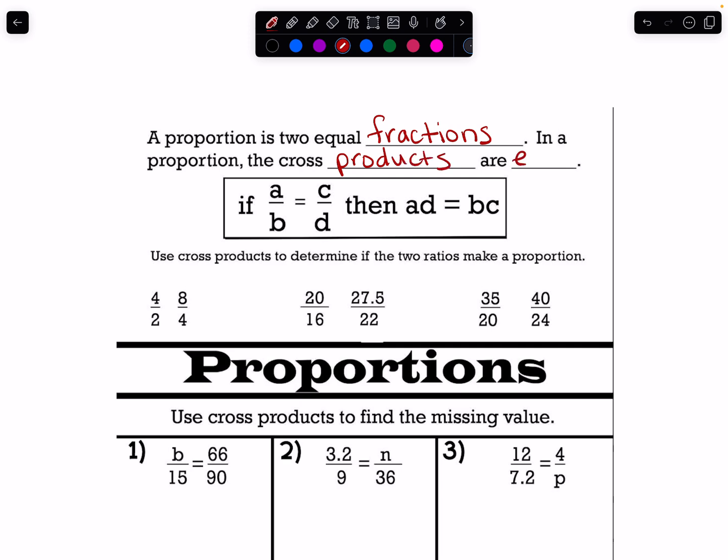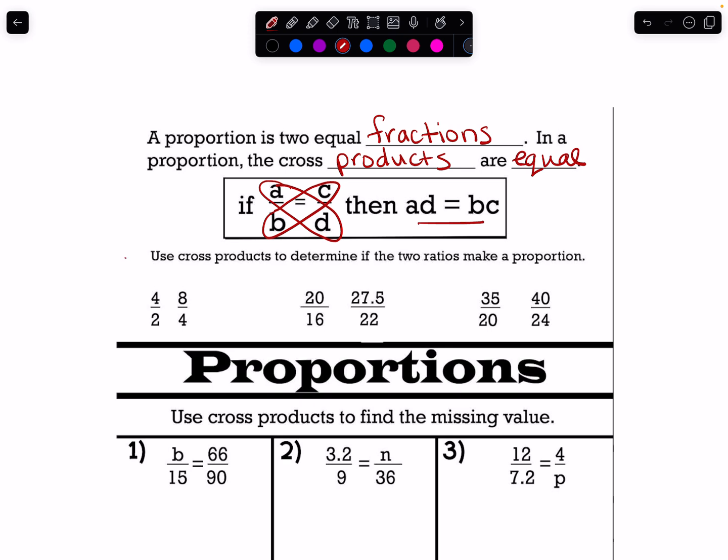are equal. So here they tell you with variables, like algebraically, what that means. If you have the fraction a over b equals c over d, then that means if we multiply across, the c times b is equal to the a times d.